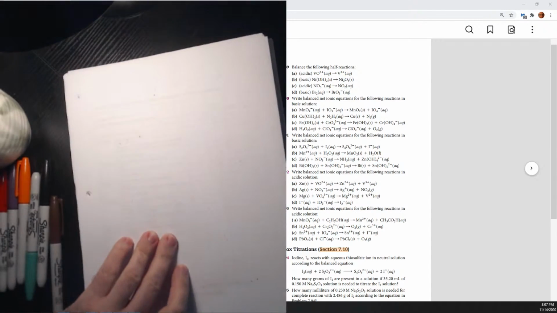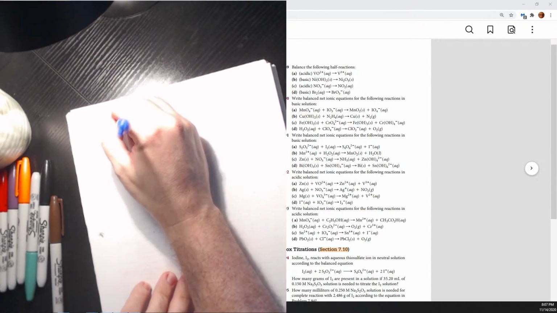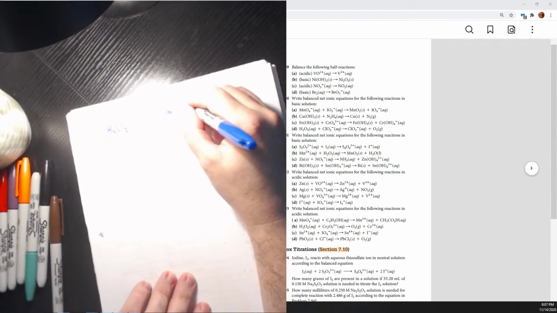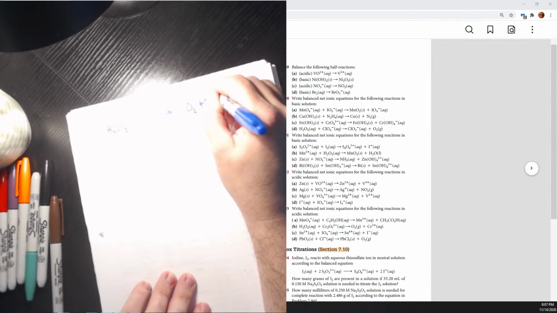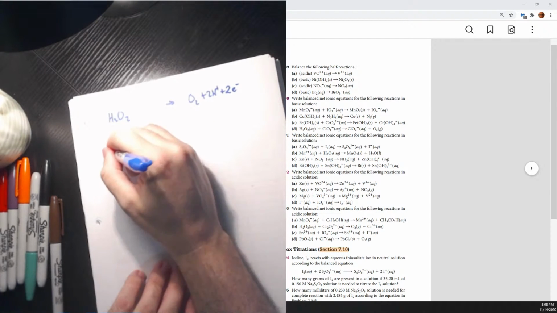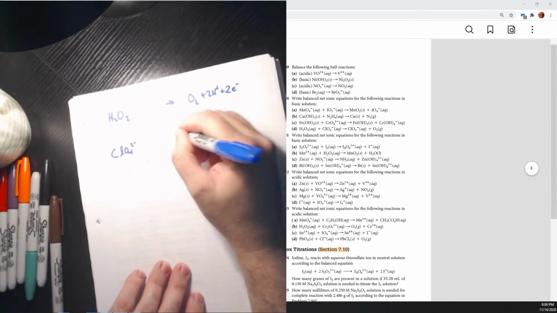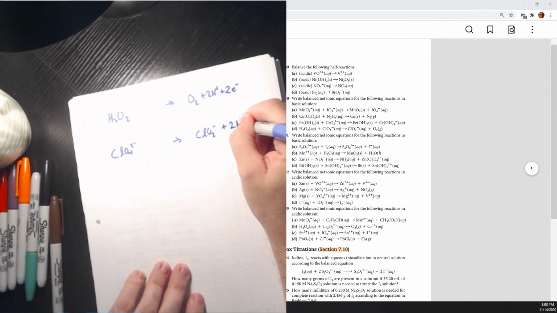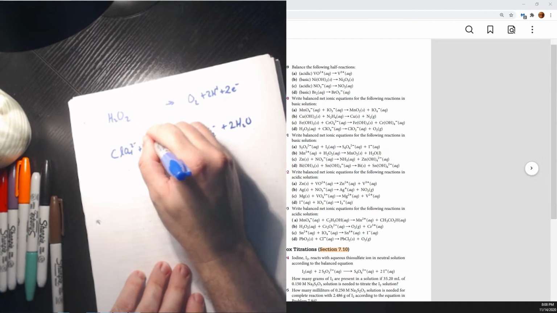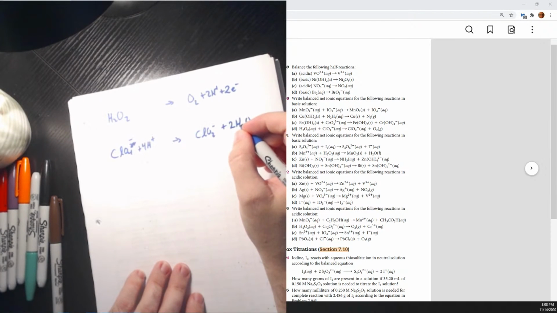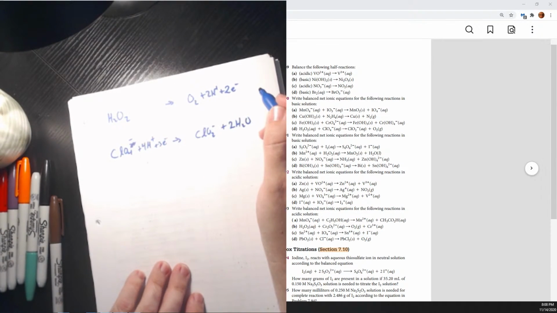Last one, hydrogen peroxide plus perchlorate. So H2O2 goes to O2 plus 2H plus 2E minus. And on the other hand, perchlorate goes to chlorite. ClO4 1 minus makes ClO2 1 minus plus 2H2O plus 4H plus. No, it's ClO4 1 minus. What am I thinking? Plus 3 electrons.